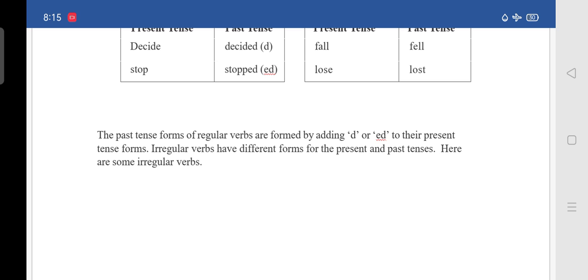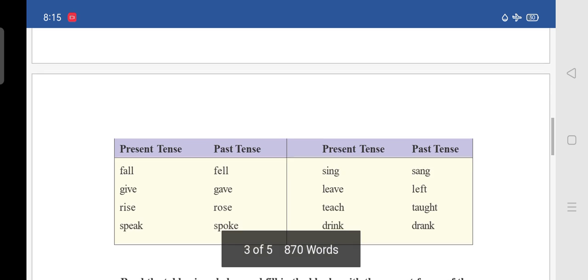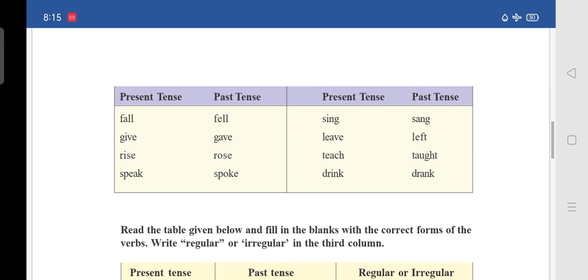Irregular verbs have different forms for the present and past tense. Here are some irregular verbs. So here they have given some irregular verbs, present tense and past tense. What are they? We will see. Fall, fell. Give, gave. Rise, rose. Speak, spoke. Sing, sang. Leave, left.